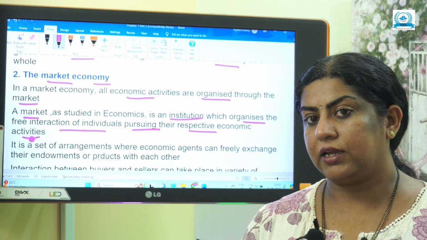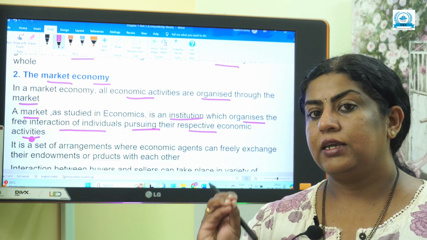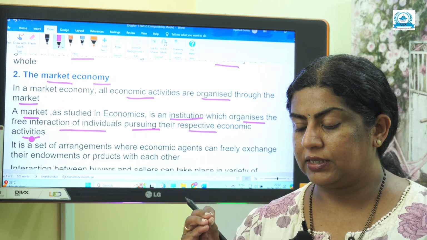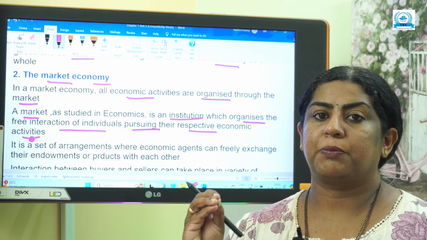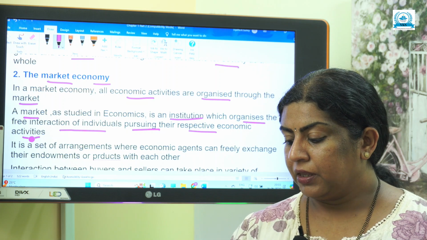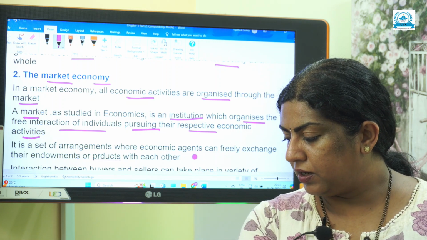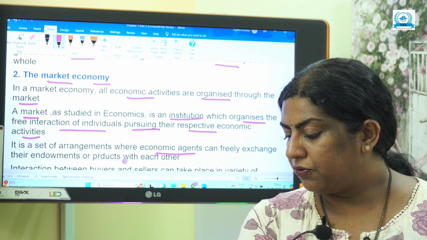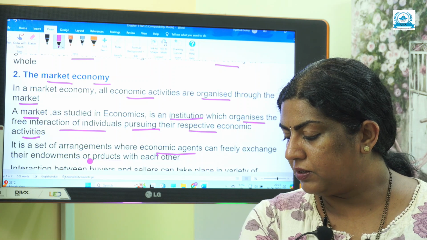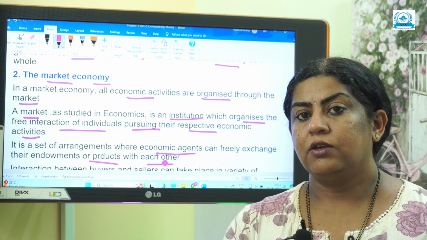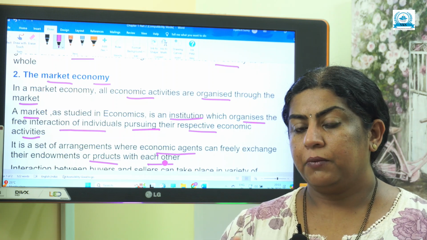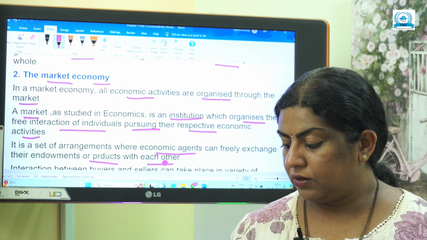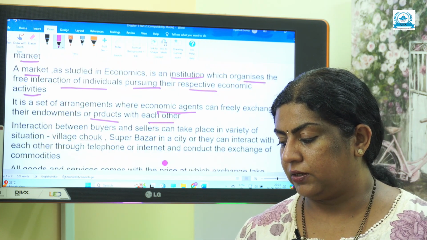So a market as studied in economics is an institution which organizes free interaction of individuals pursuing their respective economic activities. It is a set of arrangements where economic agents can freely exchange their endowments or products with each other. So these economic agents can freely exchange their endowments or their products with each other.